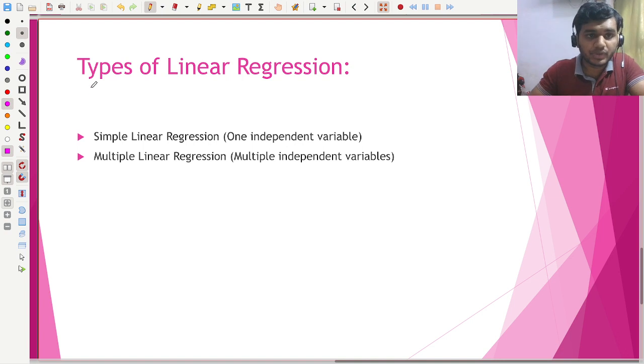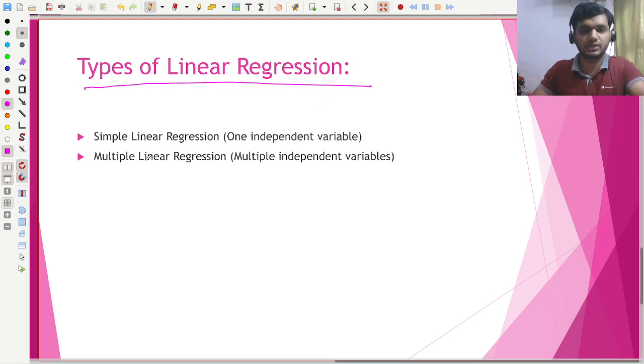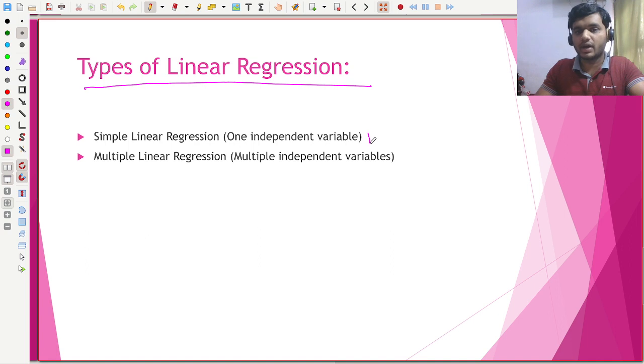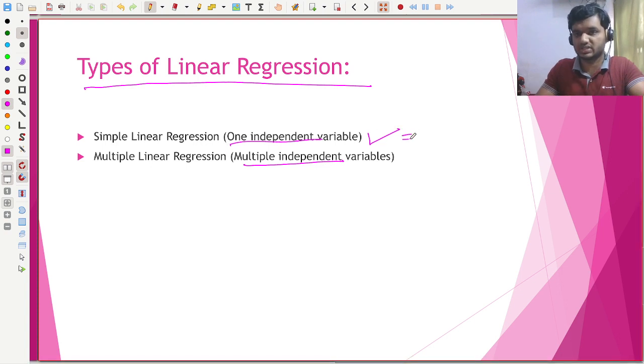After that, we'll look at the types of linear regression. Linear regression generally has two types. First one is simple linear regression, where there is one independent variable. After that, multiple linear regression, where there are multiple independent variables. We discussed simple linear regression with an example in the previous slide.